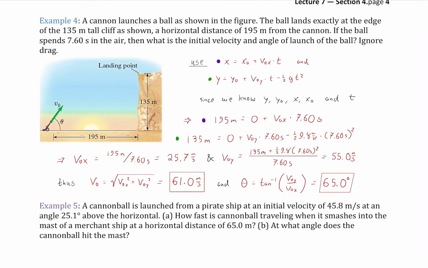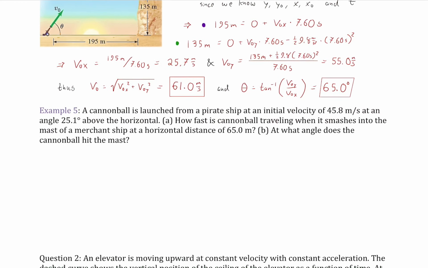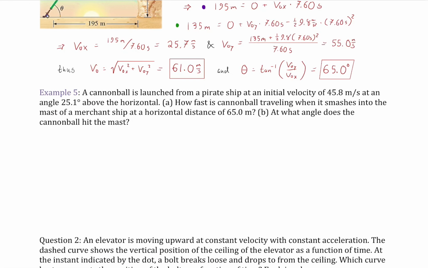All right? Okay, so now let's do a problem where something is going to crash into a wall rather than at a corner of something. So a cannonball is launched from a pirate ship at an initial velocity of 45.8 meters per second at an angle of 25.1 degrees above the horizontal. How fast is the cannonball traveling when it smashes into the mast of a merchant ship at a horizontal distance of 65 meters? Okay, so here the initial information is horizontal distance, whereas we saw before a lot of times it was vertical distance, like with the Alaskan supply drop and the girl throwing a ball out the window. And a similar question that we've seen many times, at what angle does the cannonball hit the mast?